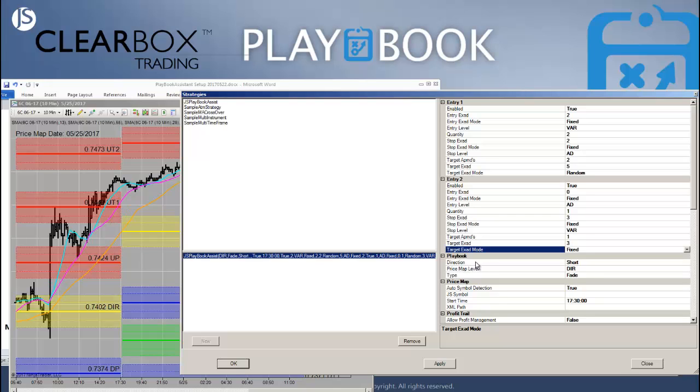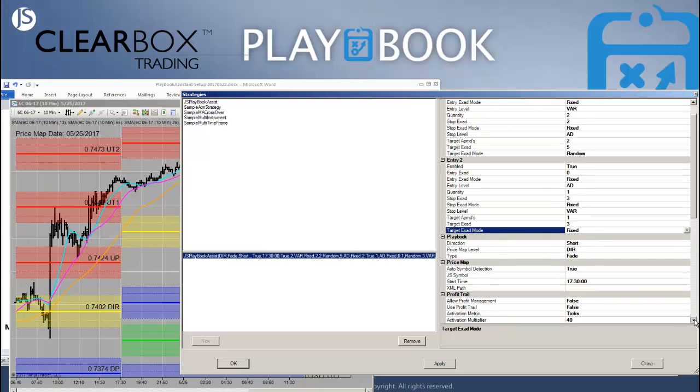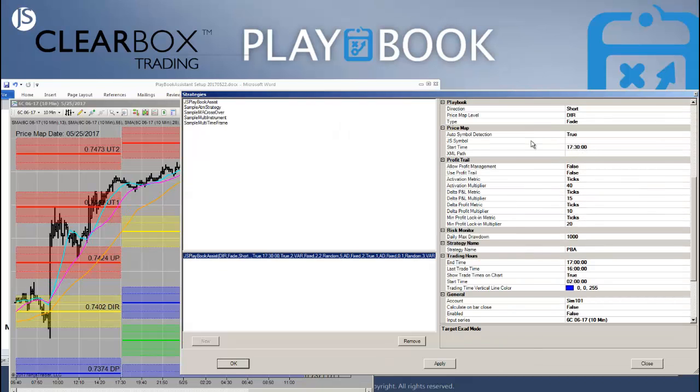We've already defined this is the direction. This is a short. It's from the directional, and we're looking to execute a fade. Next thing we identify is the price map, and the symbol is auto detected. So typically you don't have to specify what symbol, the application will pick it up from whatever chart you're working on. If you change this to false, then you'll need to define the contract symbol here, what the JS symbol is. But I recommend that you just keep this as true and have the machine recognize it.